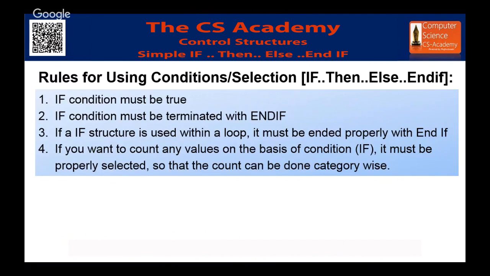The fourth rule which you have to follow, if you want to count any values on the basis of a condition, is that the if must be properly selected so that the count can be done category wise. That means if I'm looking for any product, I must keep in mind which item I have to focus on. So if it is that, you can track the condition easily.